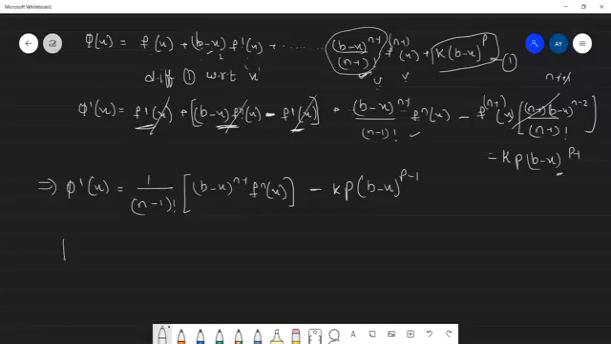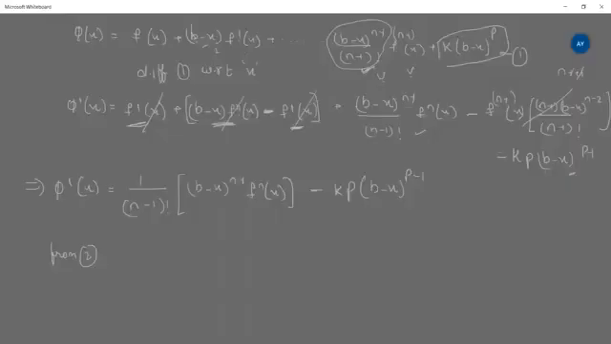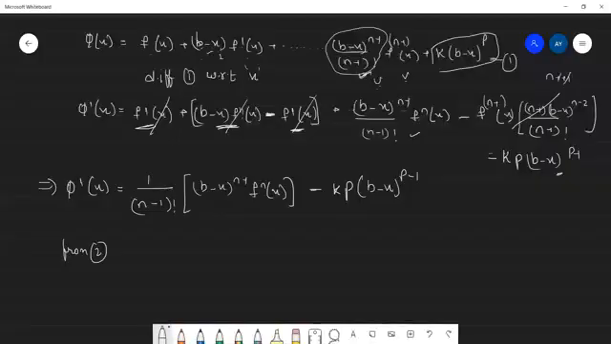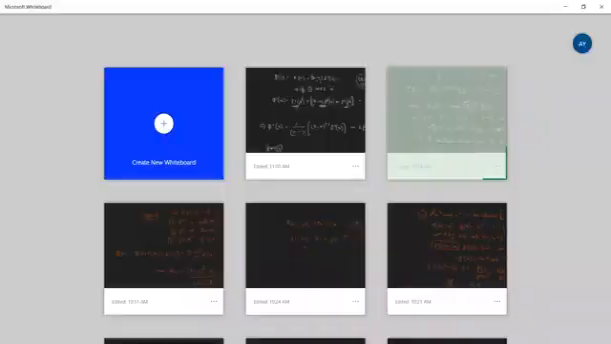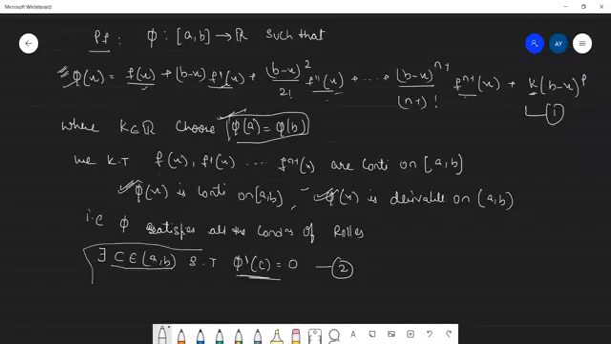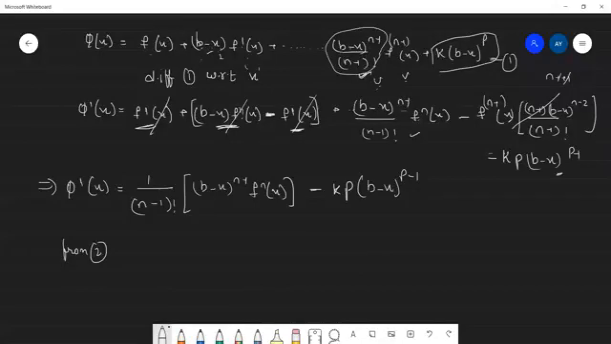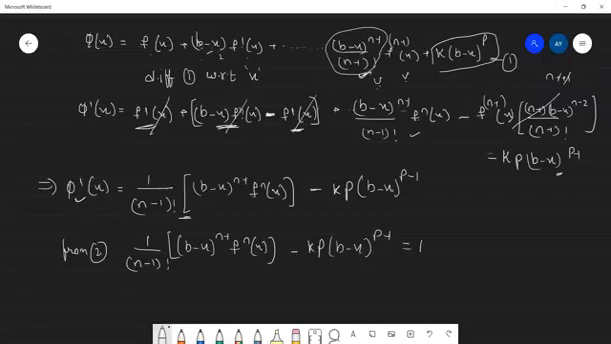In the next step, from 2, what is 2? One second. What is equation 2? Equation 2 is this: phi dash of c is equal to 0. So from this equation 2, what can we conclude? Yeah, from 2, we can conclude that phi dash of c is equal to 0. So we can make this right hand side equal to 0. So 1 by n minus 1 factorial into (b minus x) whole power n minus 1 f power n of x, minus k into p into (b minus x) whole power p minus 1 is equal to 0.